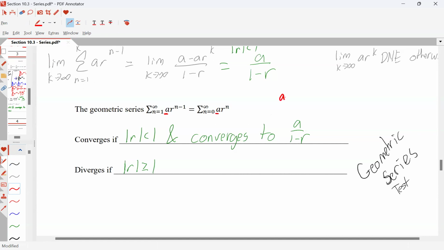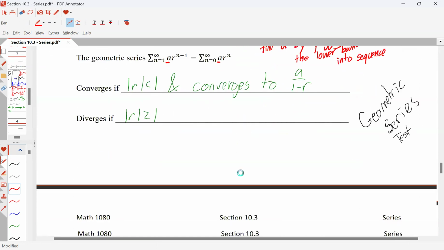But we can find A by plugging the lower bound into the sequence. So we'll see examples of that. And then the r is just going to be the thing that has exponents on it. So we will take a look at some examples using this rule.